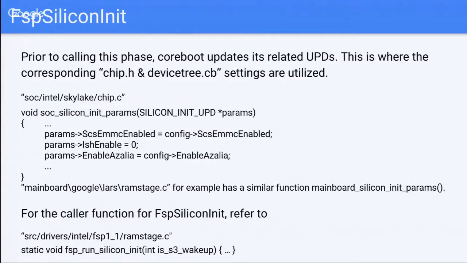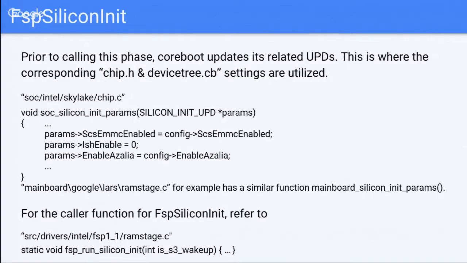The next phase is FSP silicon init. It's primarily doing the rest of the SoC configuration except for the memory controller, and this is supposed to run in ramstage. The mechanism is actually the same. Prior to calling the interface, the code will update the relevant UPDs, and then the corresponding configs in the devicetree.cb are utilized here. The file is chip.c under soc/skylake, and the function is soc_silicon_init_params. It's about doing the same thing. You update UPDs from whatever variable you want. Some are hardcoded and some are from your config in devicetree.cb.